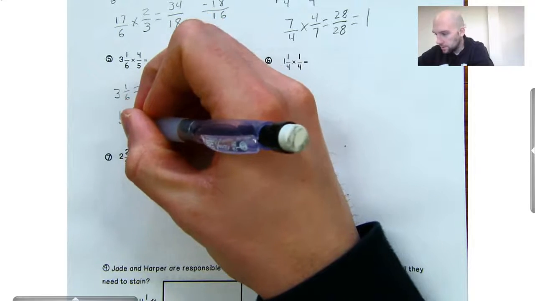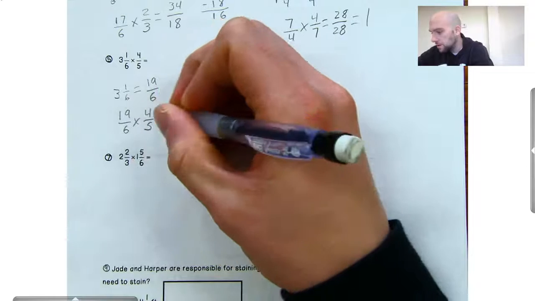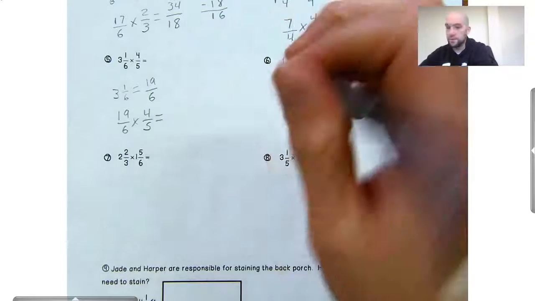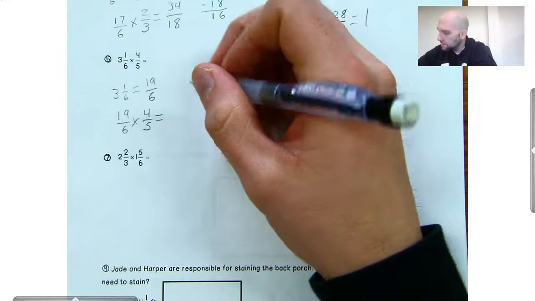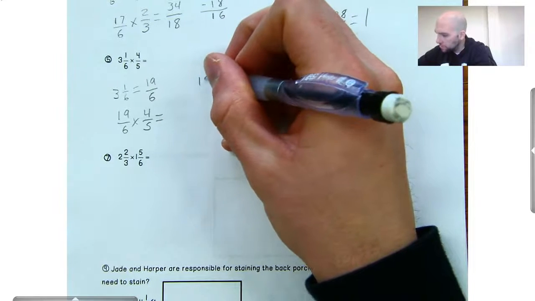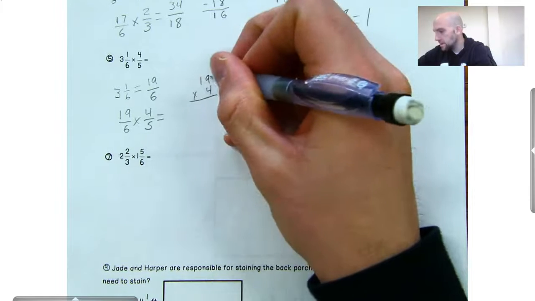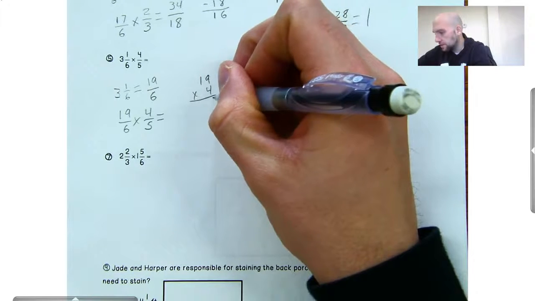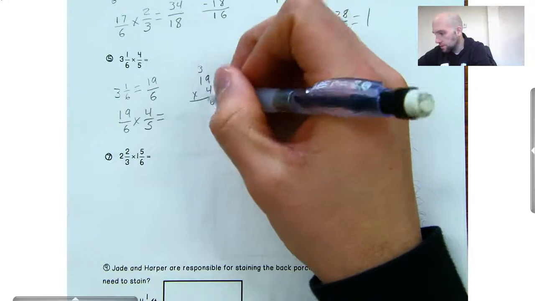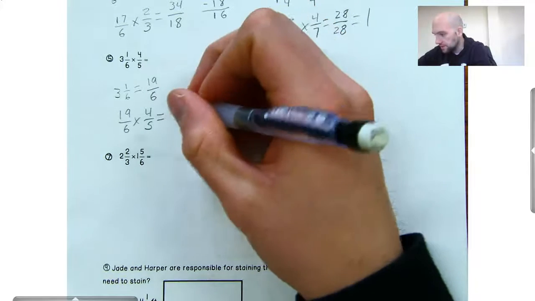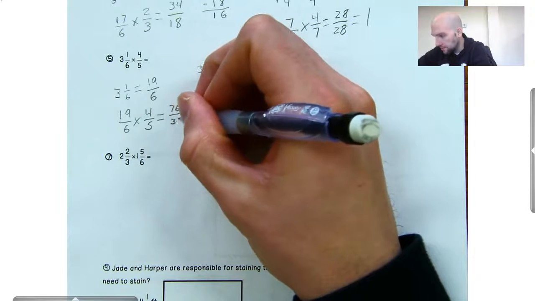19 sixths times 4 fifths equals, well, we have to do 19 times 4 on the top here. And I'm gonna write that one out. 9 times 4 is 36. 1 times 4 is 4, plus 3 is 7. So we have 76 on the top. We have 30 on the bottom, 76 30ths.